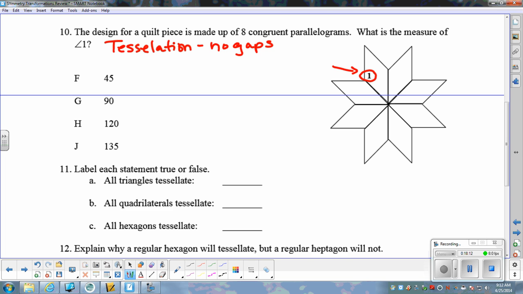polygons. If I look around this center angle right there, all of these points come to surround one point. And if I know that they all come around one point, that is going to add up to equal 360 degrees. So if I want to find one of those, because there are 8 and they are all going to be congruent, I'm going to take 360 divided by 8. That will give me one of those angles as being 45 degrees. So each of these interior angles here is 45 degrees.